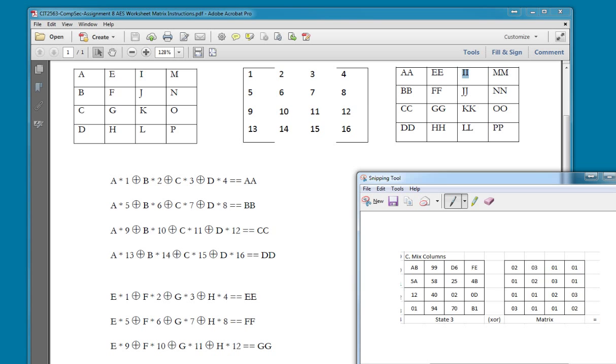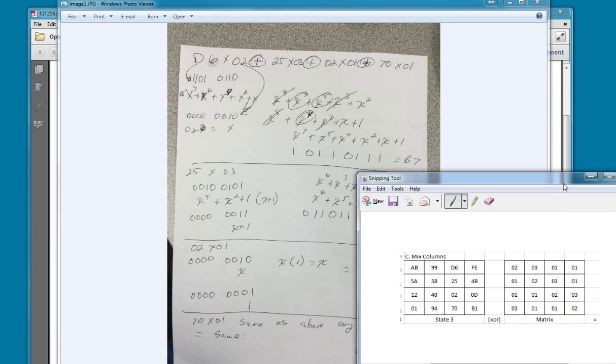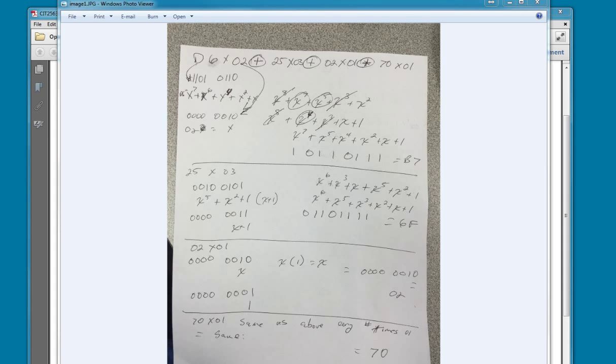I've already done this on paper, so I'm going to bring in that paper and walk you through what I did. Based on what I just showed you, we need D6 times O2, 25 times O3, O2 times 1, and 70 times 1. I'm going to walk you through what I did with each one.